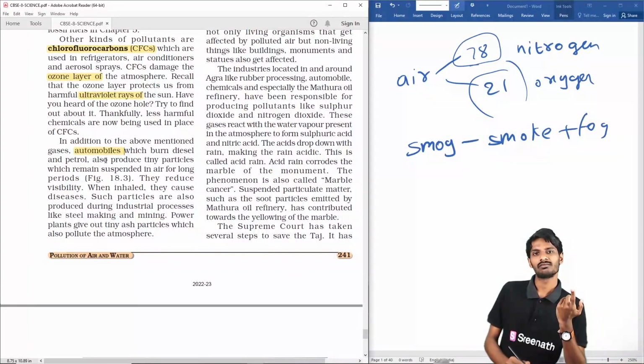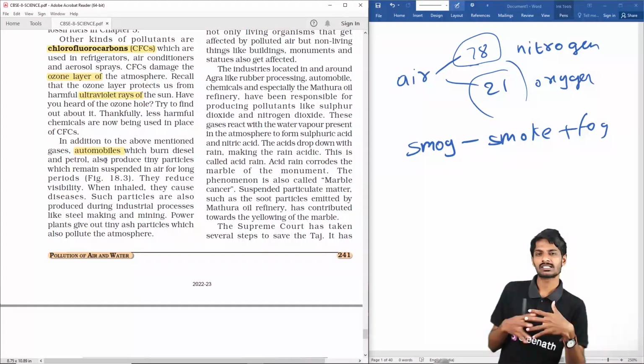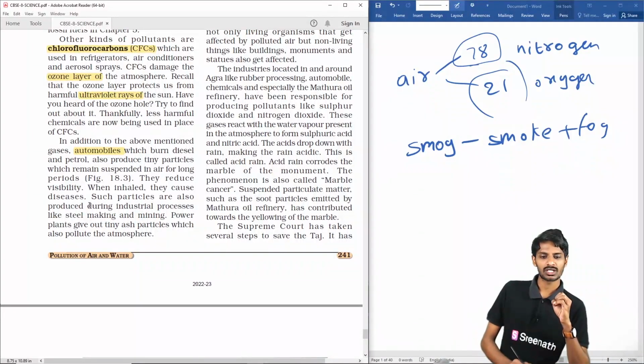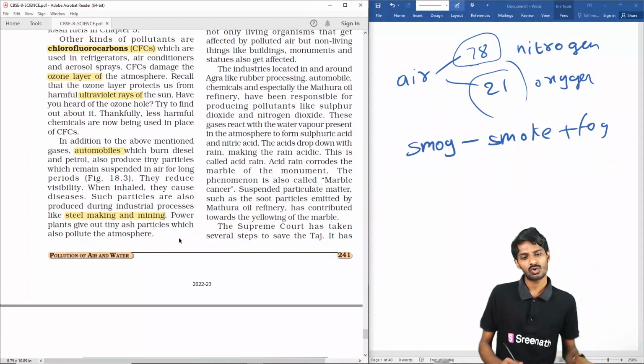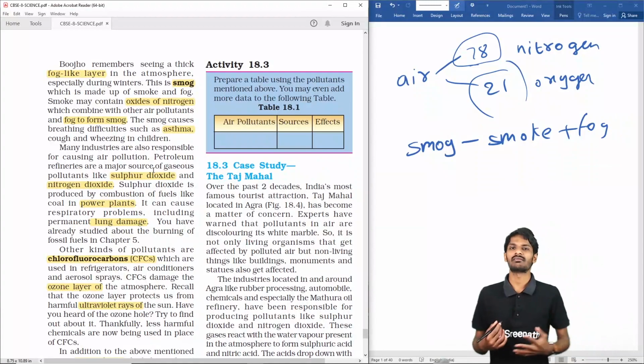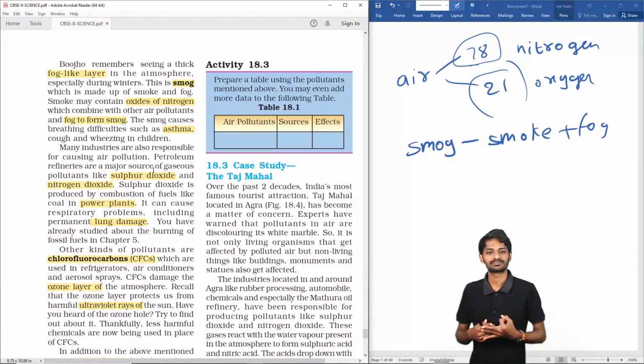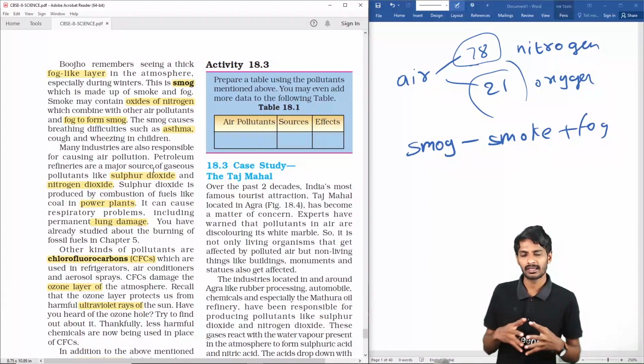In addition to all these things, automobiles, meaning vehicles, cars, autos, all the motor vehicles, are burning diesel and petrol and releasing so many tiny particles and pollutants into the air. Because of this, visibility is reduced, and if you inhale them, it is dangerous to our health. Some particles are released during industrial processes like steel making and mining. Power plants too. All these pollute the air. So there are many things, mainly automobiles, industries and vehicles, all polluting the air, students.